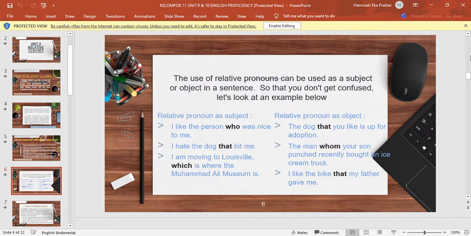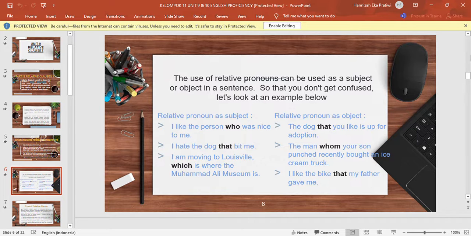Relative pronouns as subject. Number 1, I like the person who was nice to me. And then, I had the dog that bit me. And then, I'm moving to Louisville, which is where the Muhammad Ali Museum is.